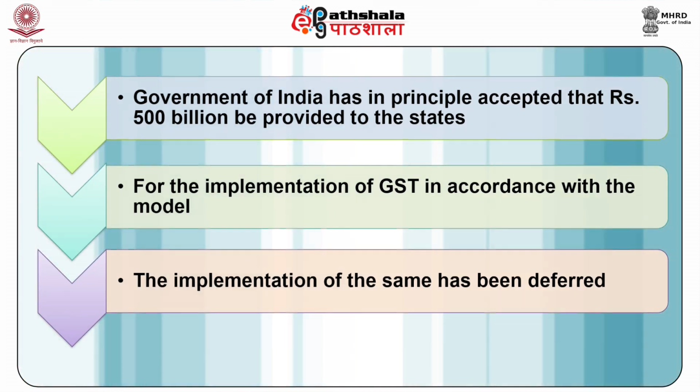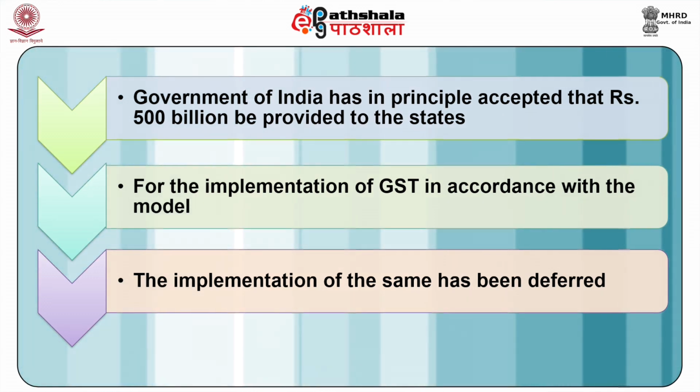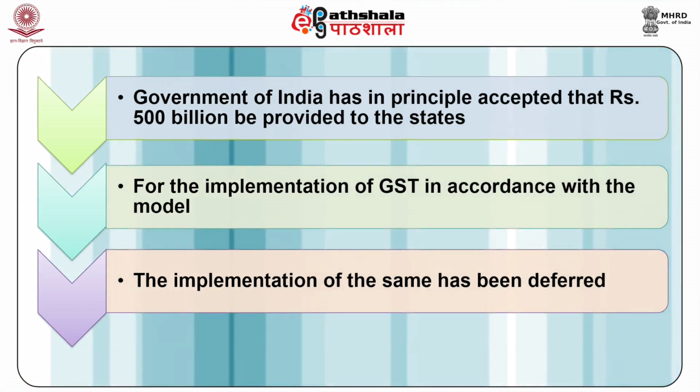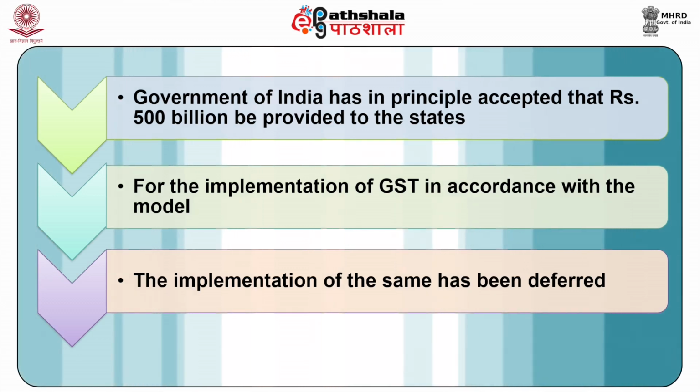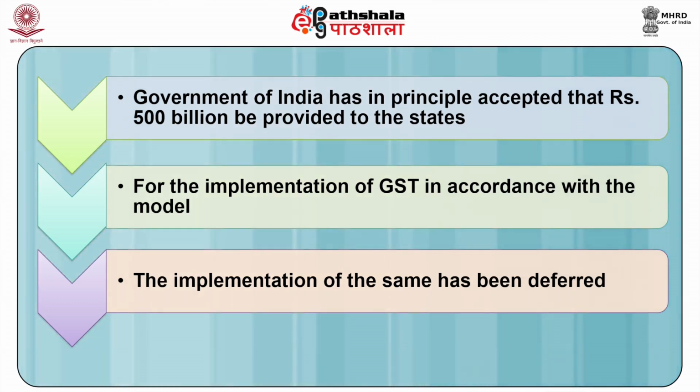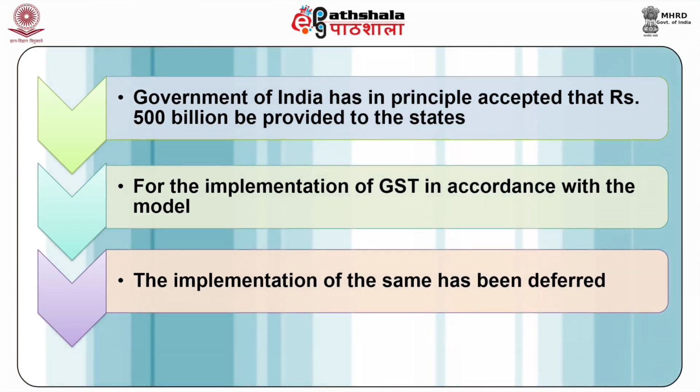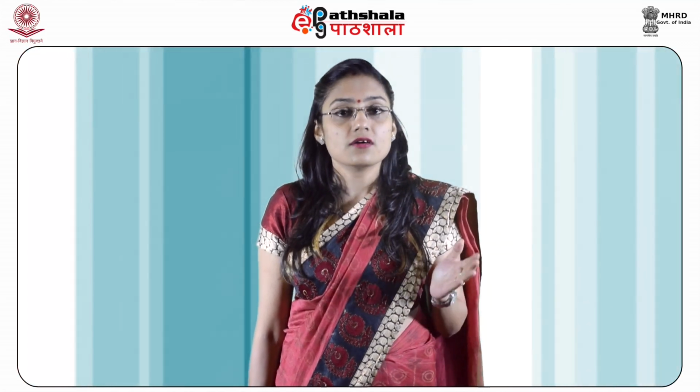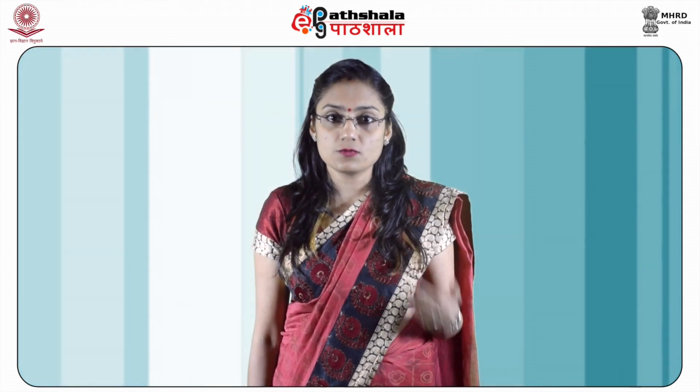The Government of India has in principle accepted the recommendation that rupees 500 billion be provided to the states for the implementation of GST in accordance with the model recommended by the 13th Finance Commission. The implementation of the same has been deferred. Excluding this grant and the grant of rupees 50 billion each for renewable energy under the environment related grants and reduction in the infant mortality rate under the grants for improving outcomes, the balance amount of the grants recommended by the 13th Finance Commission, at rupees 2,585.8 billion, is 81% higher than the grants recommended by the 12th Finance Commission.